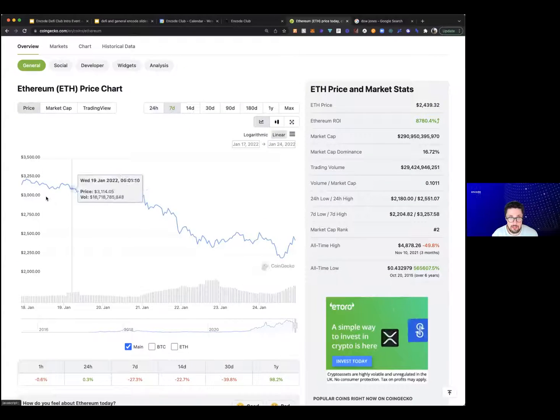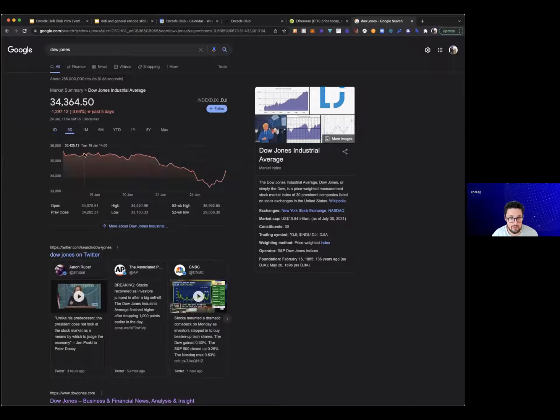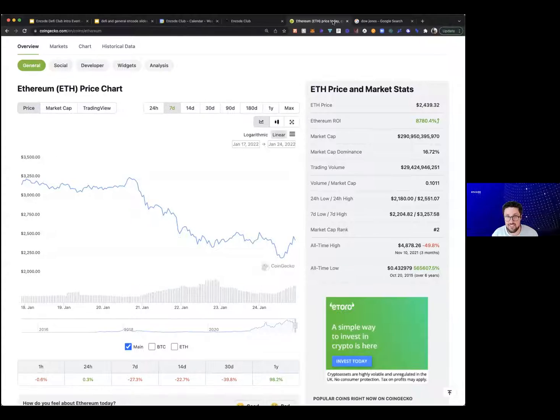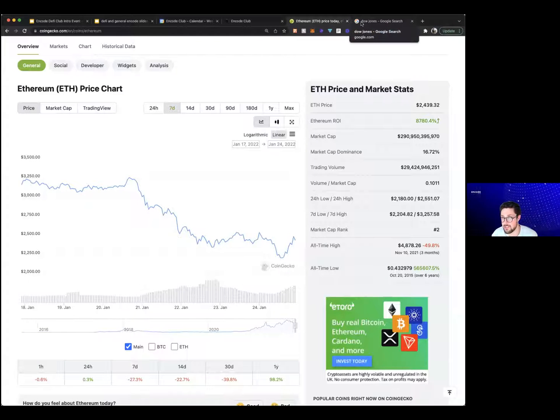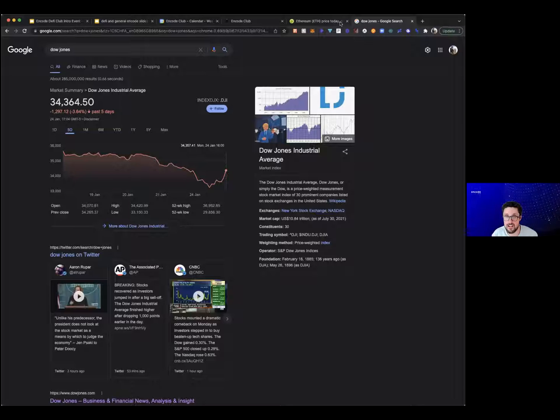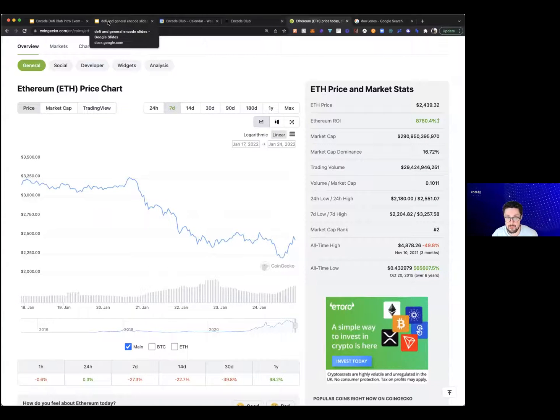So keep in mind the Ethereum chart, 7 days, looks like that. Now look at the Dow Jones. Let's go 5 days, looking quite similar. So if anyone ever tells you they're not correlated, I mean, obviously you can come up with the big theories, but crypto assets tend to be very tied to the real world as a speculative asset. So that's something to bear in mind.